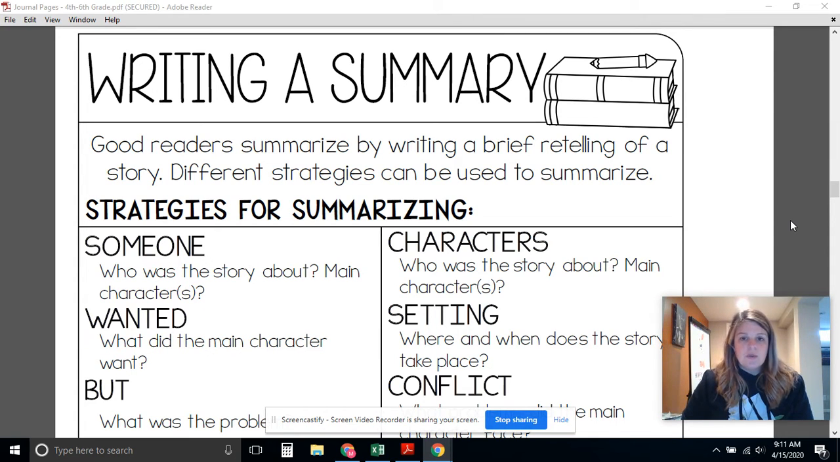So, write a brief retelling of a story. Different strategies can be used to summarize. Guys, the most important thing is that it has to be brief. It can't be super long. A lot of kids, when they struggle with writing a summary, say, okay, I can't pull out all the important information, so I'm just going to tell my teacher every single thing that happened. And that's not always the best way of doing something. It's not retelling the story.